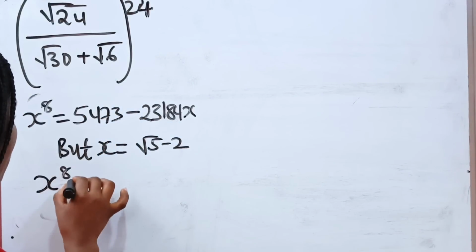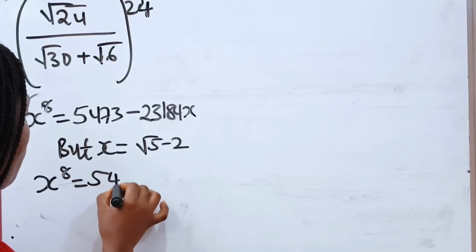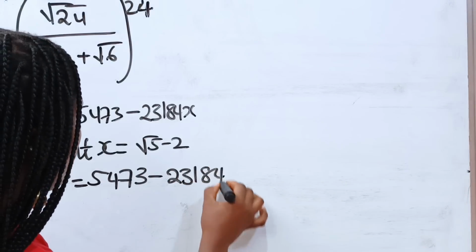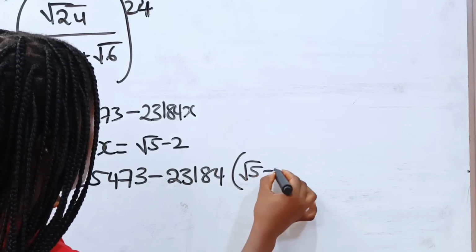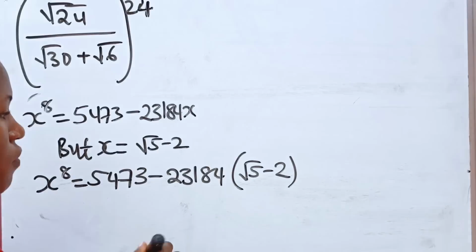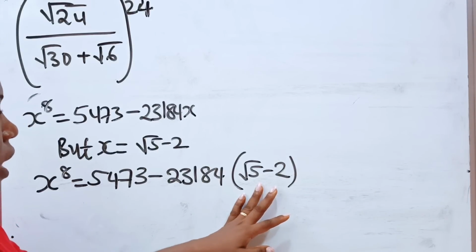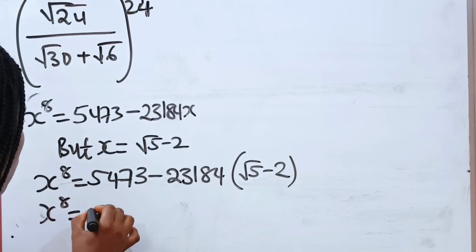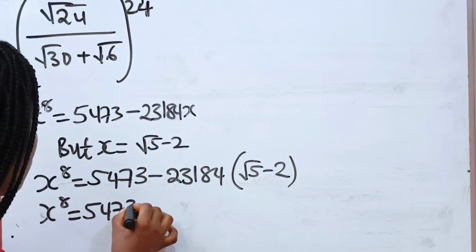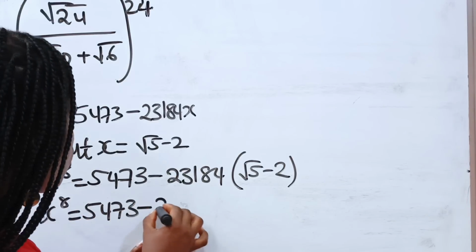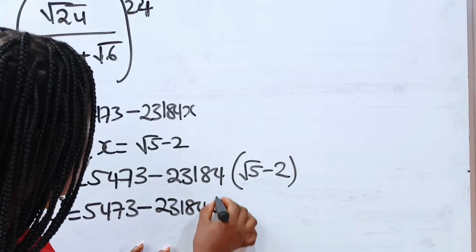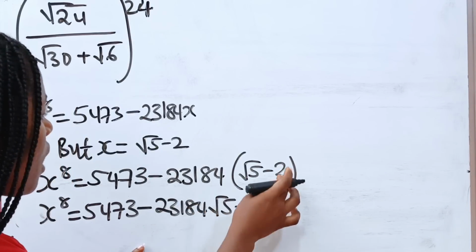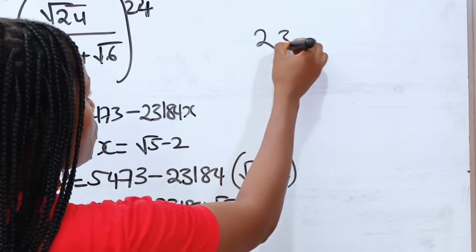We have x to the power of 8 is equal to 5473 minus 23184 brackets root 5 minus 2. So you're substituting the value of x into this place. Okay, so if we solve this, we are going to have x to the power of 8 is equal to 5473 minus 23184 root 5. Now minus this times minus this is plus. Now 2 times this, let's solve.